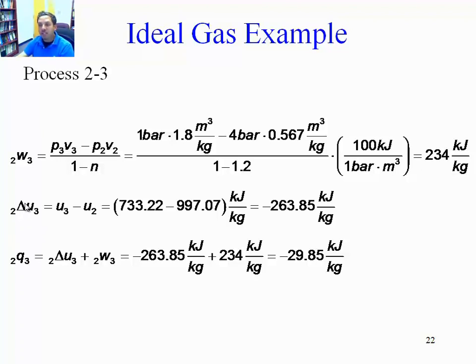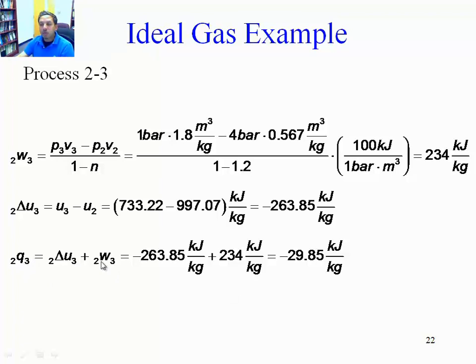Also, the energy changes from 3 to 2 because the temperature changes from 1200 to 952. And we should expect a negative change in energy because the temperature went down, obviously. So energy at 3 is 733.22 from the table. Energy at 2 is 997.07. The amount of energy lost in this process is minus 263.85. So energy went down.